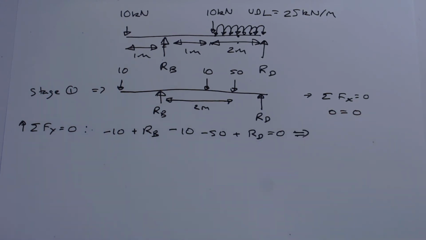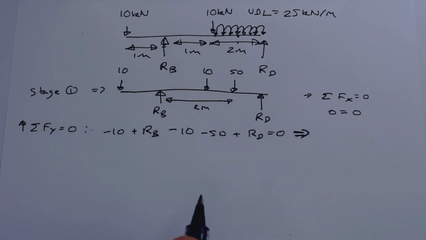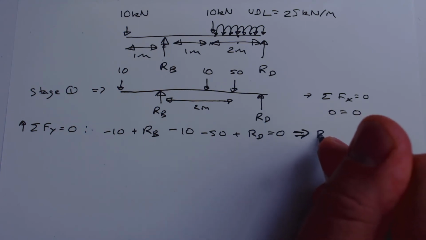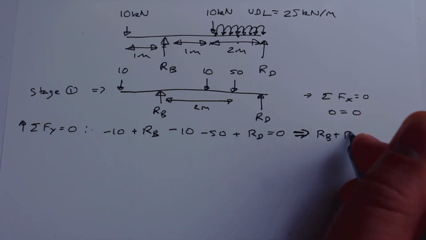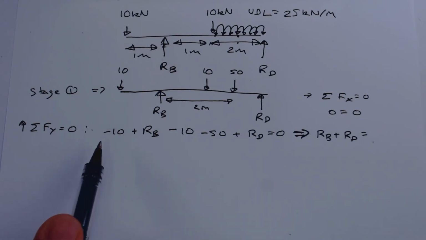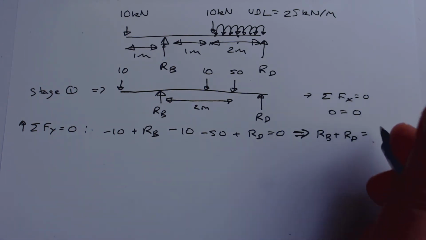Let's rearrange it therefore. Okay, you should do a new line. So unknowns is going to be RB plus RD on the left hand side. The knowns are 10, 10, 50, so it's 70. We'll call this equation 1.